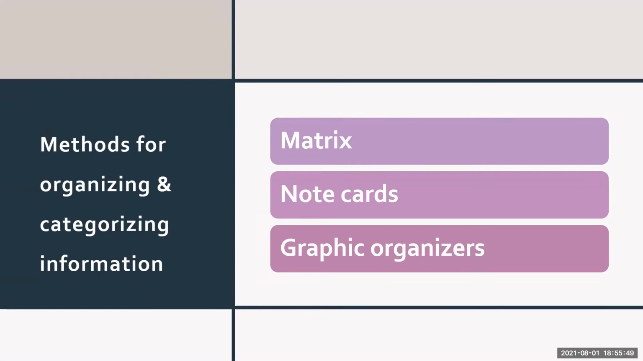Now, some methods for organizing and categorizing that information. Once you've read and you've taken notes, then you can start to organize that information in ways that make sense to you. One thing that I would recommend, though, is that you start this process at the beginning rather than waiting until after you've read all of your articles, because this can also help you figure out what else you need to read to fill in the missing ideas and missing evidence. The three methods that we'll talk about are matrix, note cards, and graphic organizers.